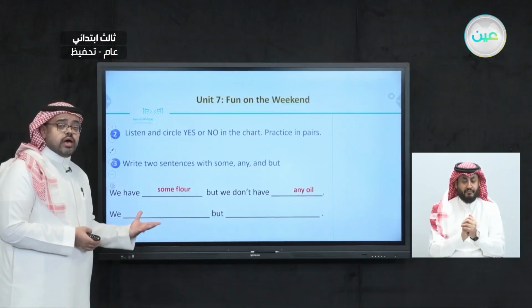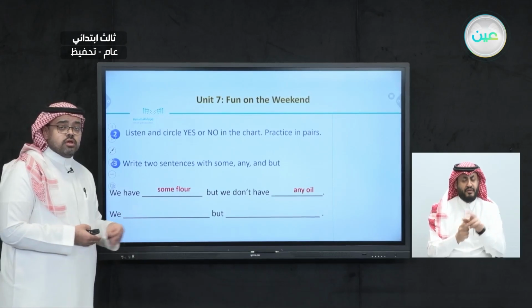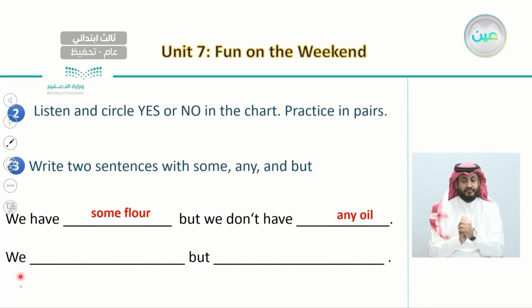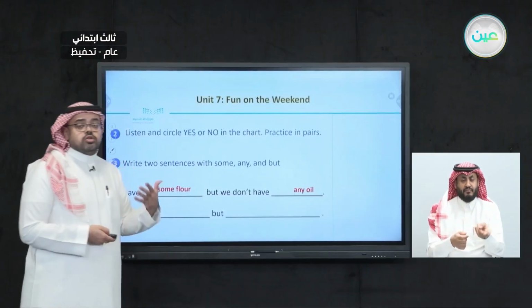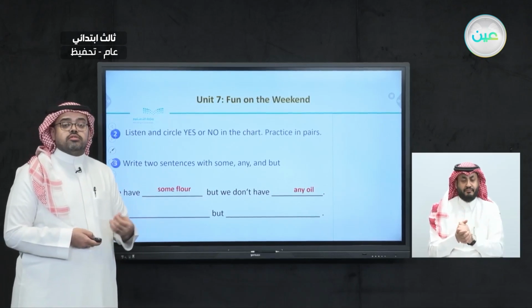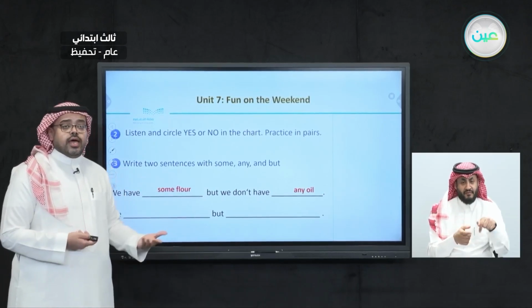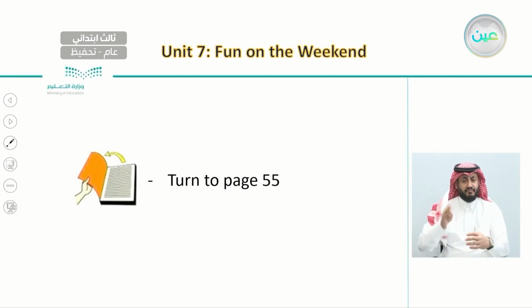So just write sentences similar to this. They should start with we have, and mention the things that you have, and with but, mention the things that you don't have. Try this and practice it to write down more sentences about the things that you have and you don't have. And now I would like you please to turn to page 55. I would like you please to turn to page 55.